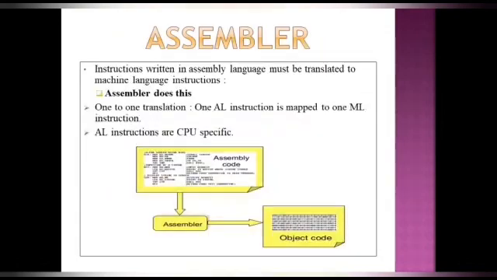What is an assembler? Instructions written in an assembly level language must be translated to machine language instructions. An assembler does these two functions. One-to-one translation: one AL instruction is mapped to one ML instruction, and the AL instructions are CPU specific. You can see through this diagram how an assembler works.